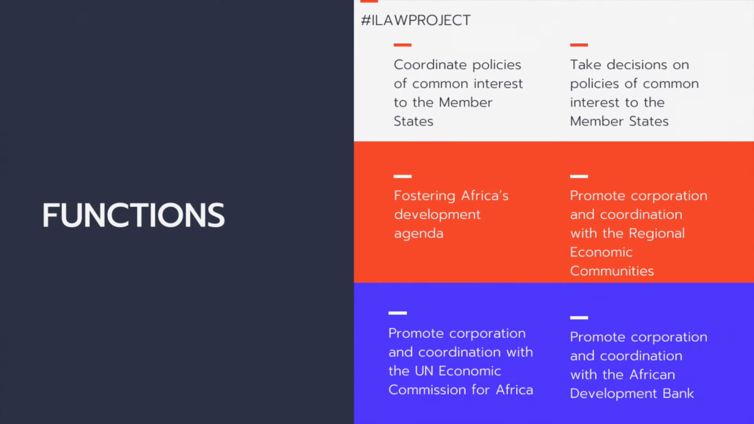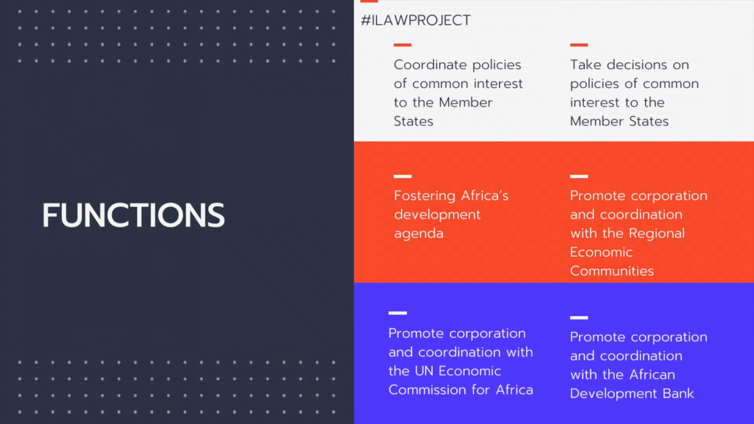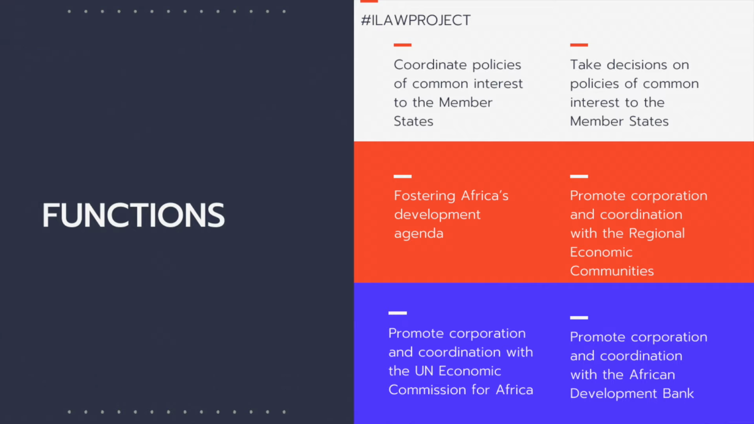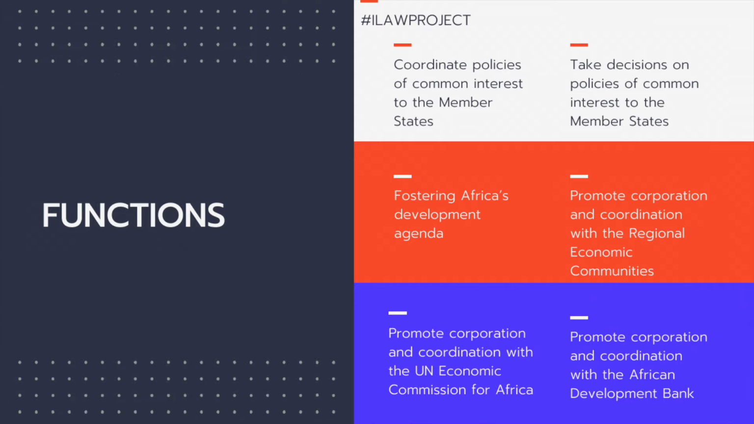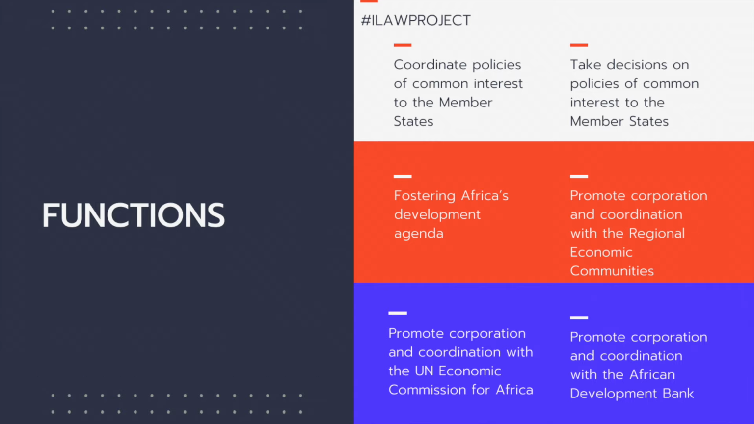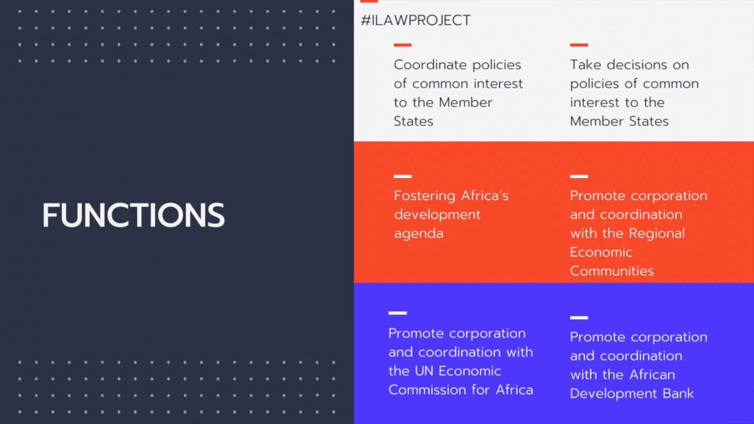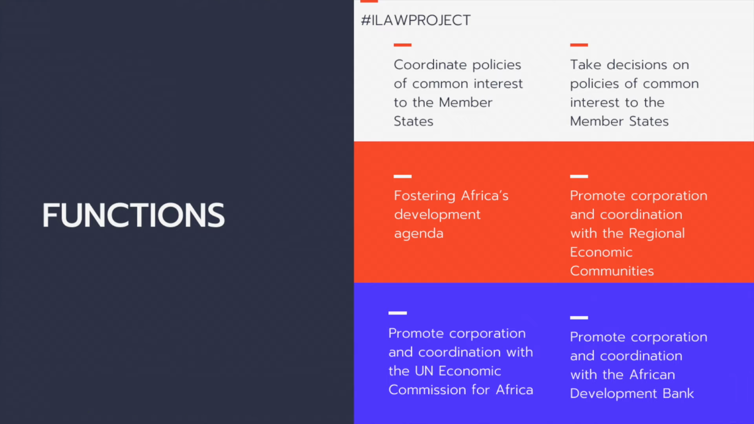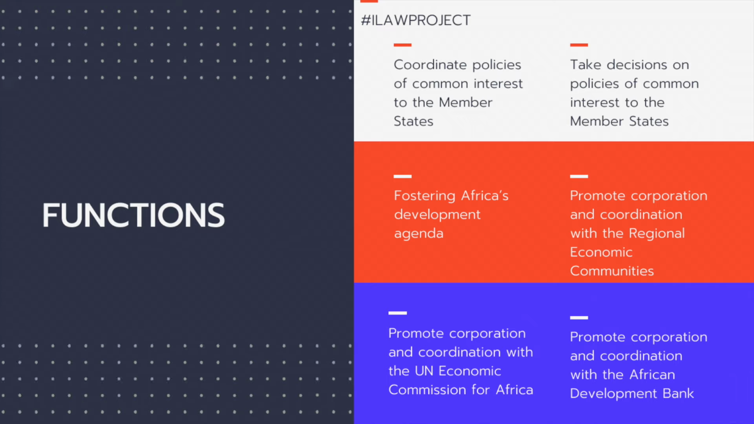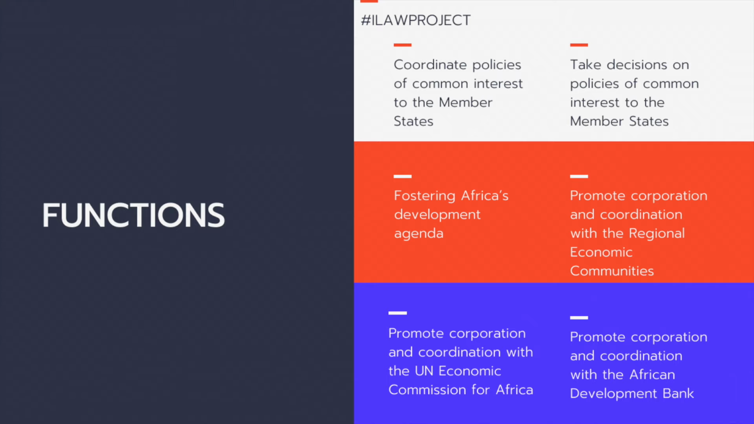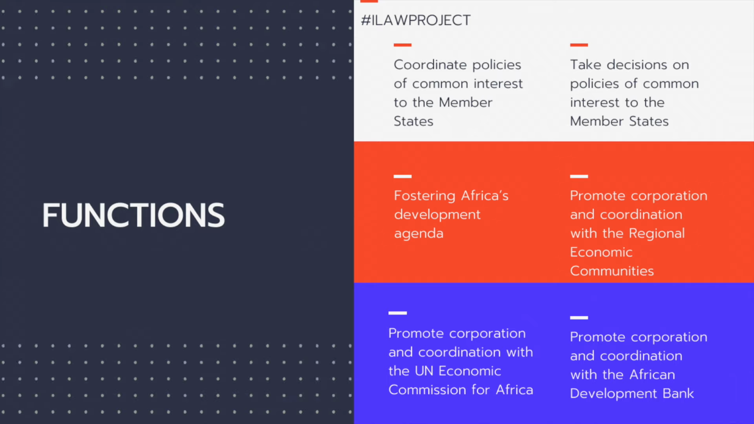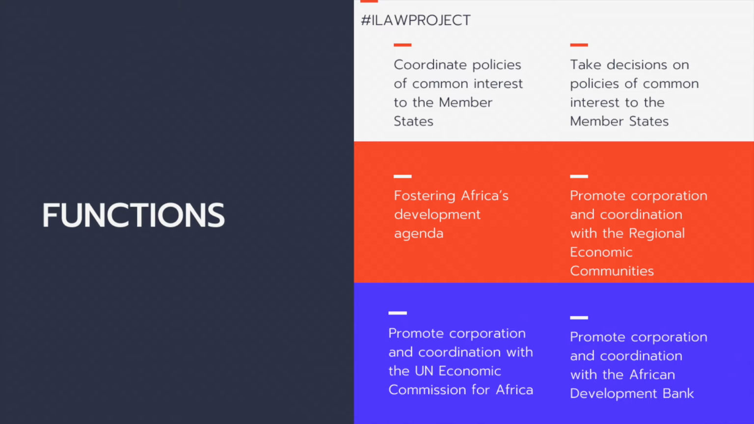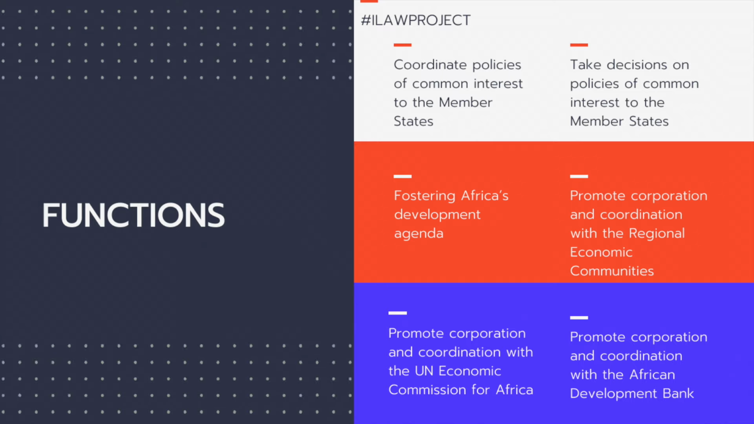The primary role of the EC is to support the work of the Assembly. To this extent, the EC is responsible for the coordination and decision-making on policy issues of common concern to member states. Furthermore, Article 13 of the Constitutive Act of the AU provides a non-exhaustive list of policy issues that come under the EC's purview. In addition to these functions, the EC has a vital role in fostering Africa's development agenda.